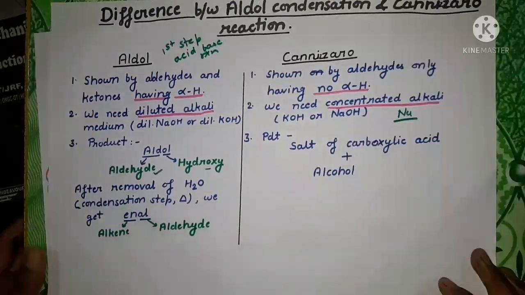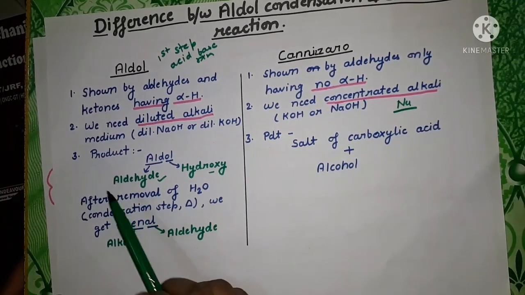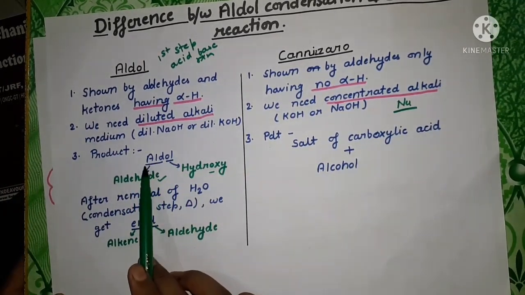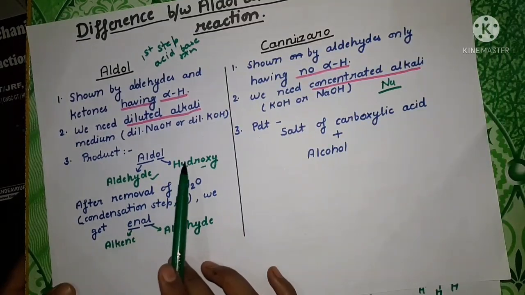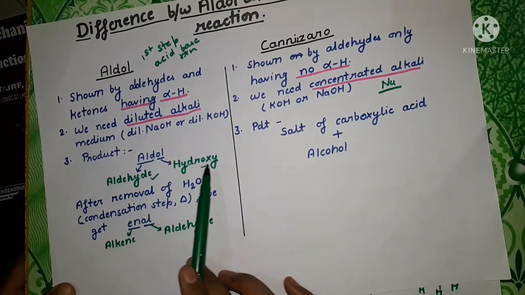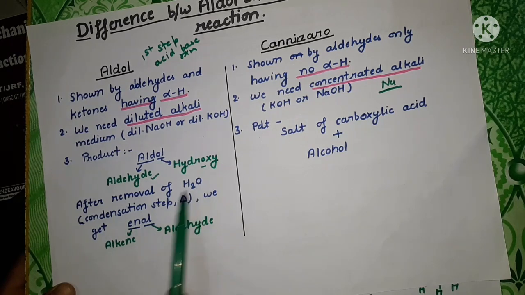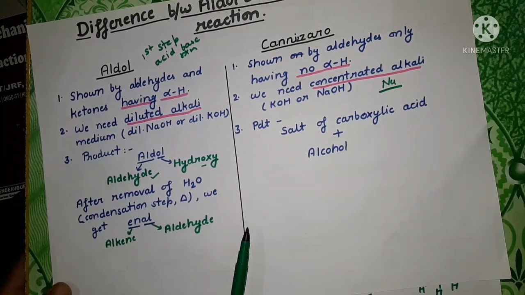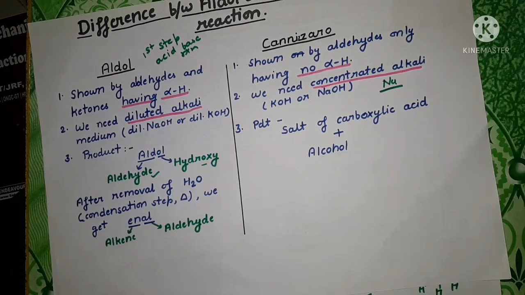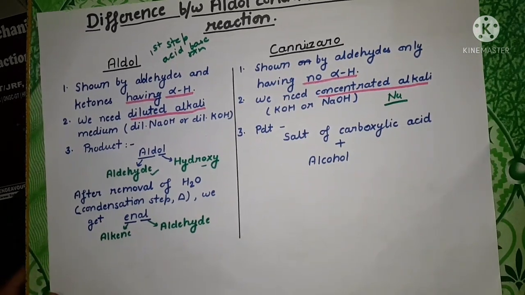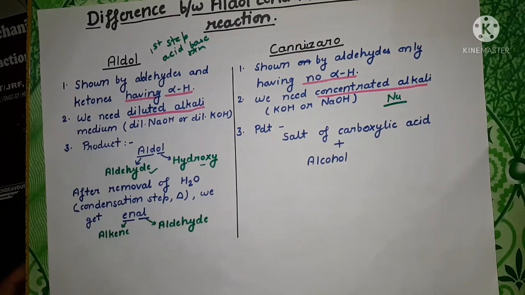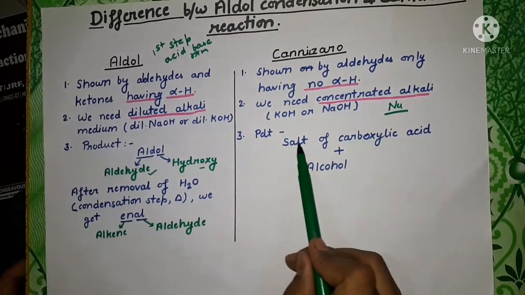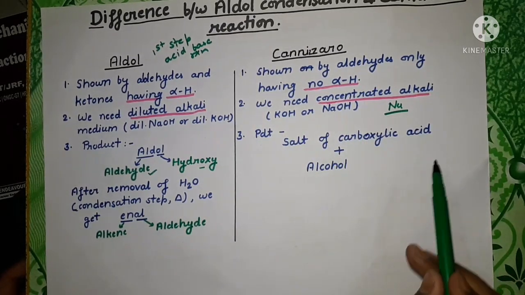And in the last, in the product we get the aldol, as aldol means aldehyde and ol, ald means aldehyde and ol means hydroxy. So after the removal of water, meaning the condensation step, we get the enal. It means alkene and aldehyde parts we get. As we have already seen, alpha beta unsaturated aldehyde is enal. And in case of the Cannizzaro product, we get the salt of carboxylic acid and alcohol.